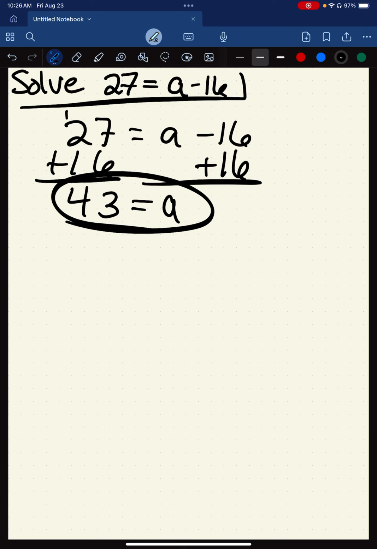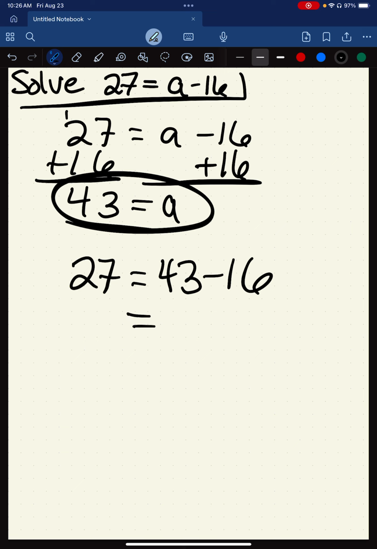Again, just for fun, let's check it. 43 minus 16 is 27. So 27 is equal to 27. Cool.